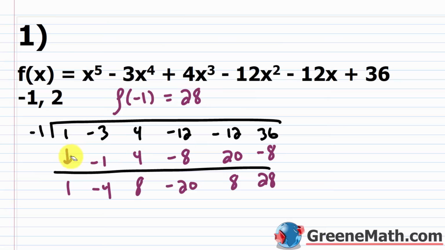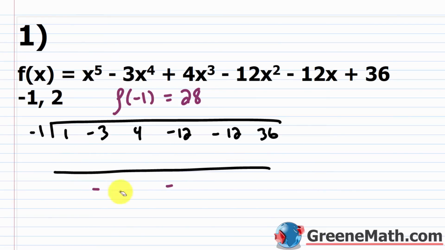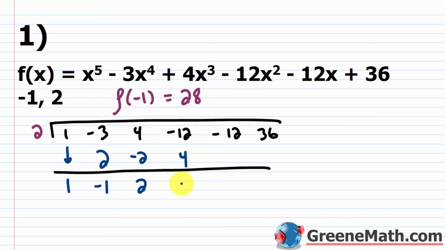Okay, let me get rid of this. We're going to keep those coefficients in there. We're going to change the value of k to 2 now. All right, let me drop this down. So 2 times 1 is going to be 2. -3 plus 2, that's going to be -1. 2 times -1 is -2. 4 plus -2 is 2. 2 times 2 is going to be 4. -12 plus 4 is going to be -8.